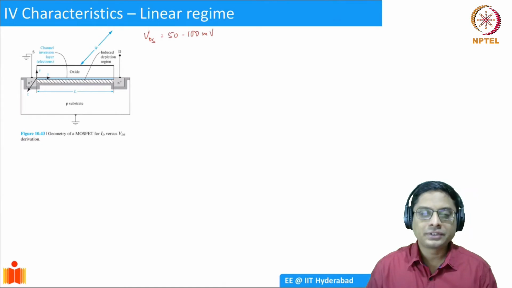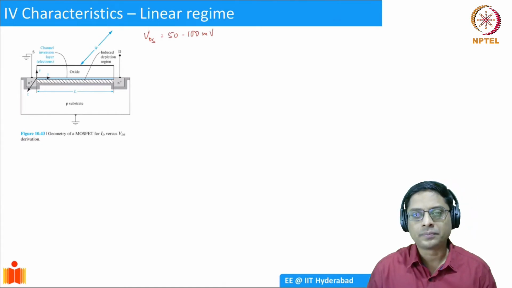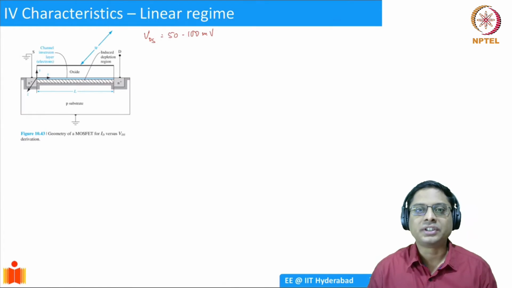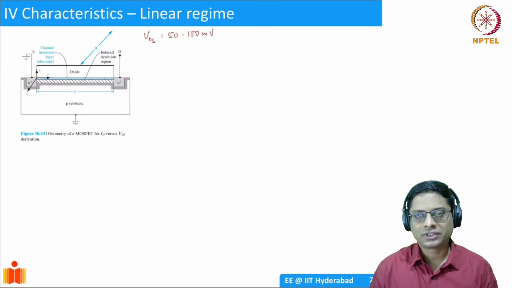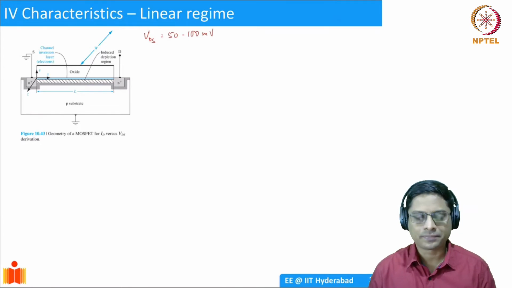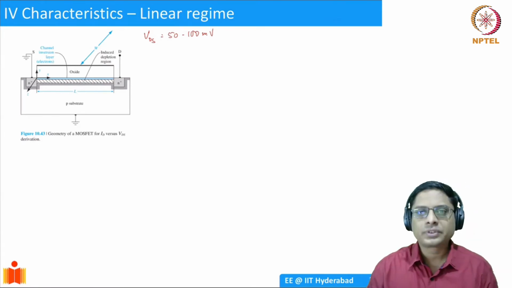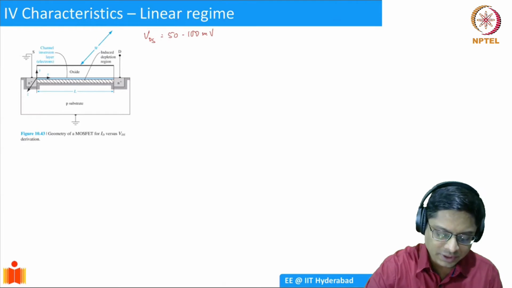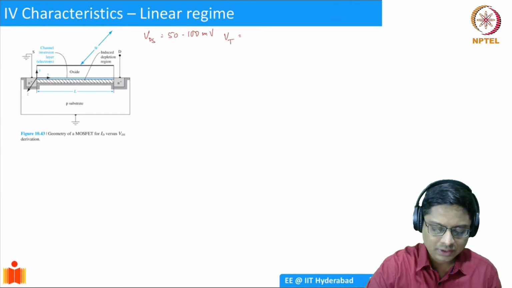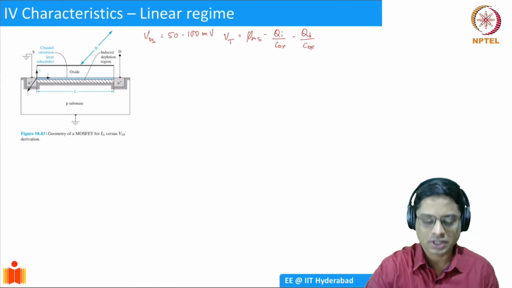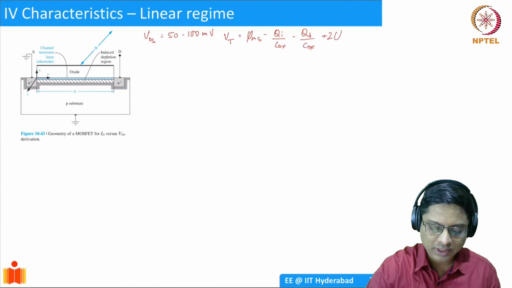Now if we want to derive the expression for current, what do we do? Well, we need to understand what a charge density is first. Current is simply charge divided by time, right? So what is the charge density? To get to that, we will start with the definition of VT. VT was phi_ms minus the equivalent interface charge divided by Cox, minus Qd by Cox, which is the depletion charge, plus 2 phi_f.